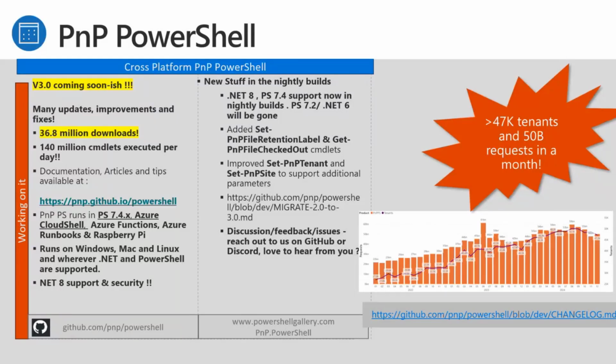PnP.PowerShell is a PowerShell library that you can use for various Microsoft 365 services. And in the latest nightly builds, we added a bunch of commands like Set-PnPFileRetentionLabel and Get-PnPFileCheckedOut cmdlets. So you can use both of them to set the retention label on a file in a document library, as well as get the list of all the files which have been checked out by a particular user.